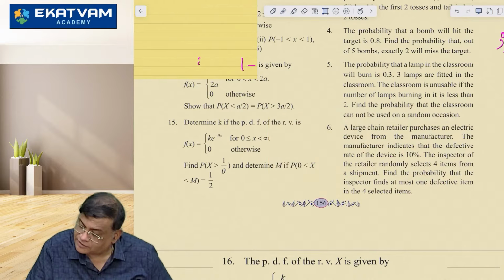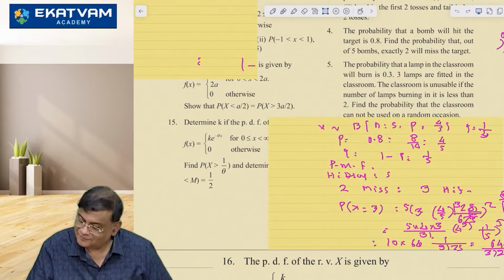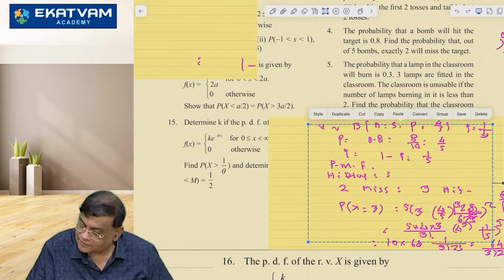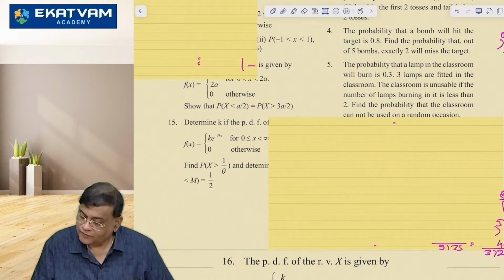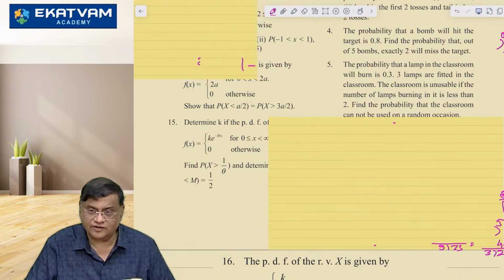What is the probability that the classroom will burn? The classroom does not burn, the bulb will burn. Okay? 3 lamps are fitted, so N is 3. Burning is a success.